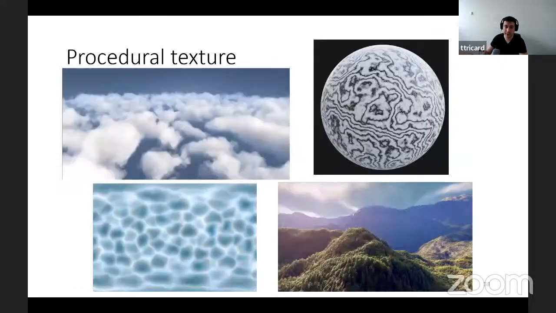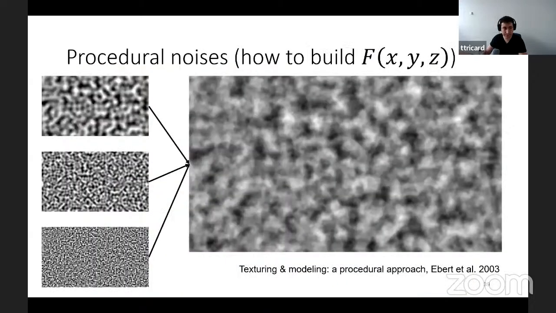This procedural texture can generate a lot of different patterns. Here you have a few examples with cloud, marble, caustics, and even sometimes a full scene generated only with functions. And a key building block for this procedural texture are procedural noises. So basically, it's how to build this F function that generates the texture. Here you have an example where I mixed different noises so that it creates an interesting texture.